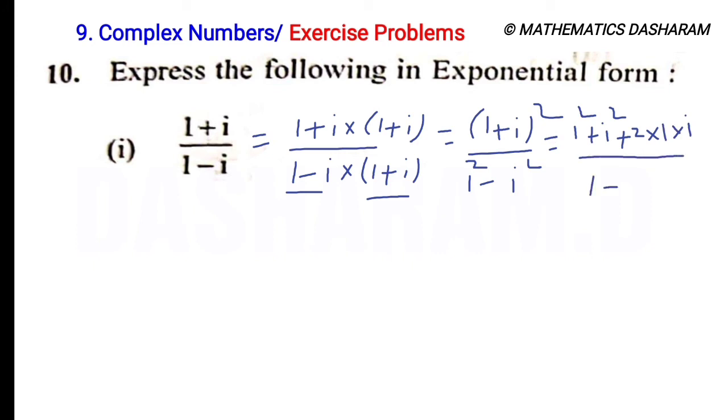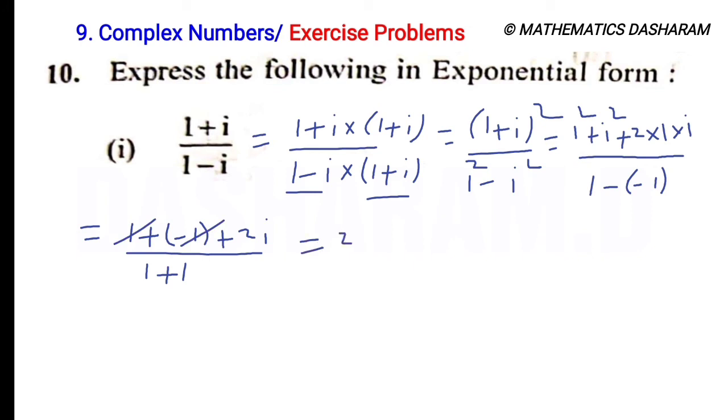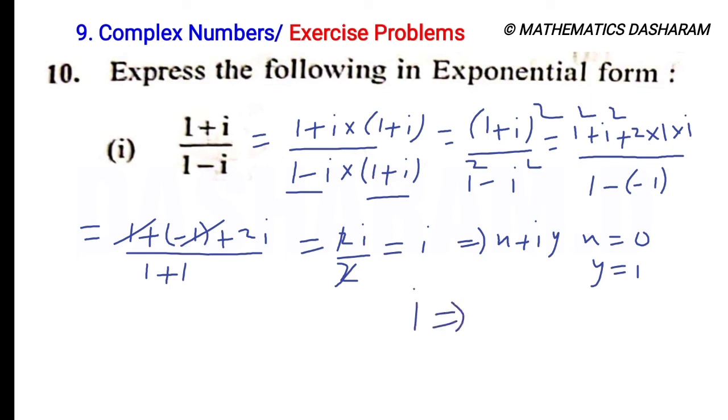1 square is 1, i square is minus 1, 2 into 1 into i is 2i, divided by 1 plus 1. 1 minus 1 cancel, 2i divided by 1 plus 1 is 2. 2 cancel, so i. Now it is compared with x plus iy. So x equals 0 and y equals 1, because i can be written as 0 plus 1 into i. That is why x equals 0, y equals 1.